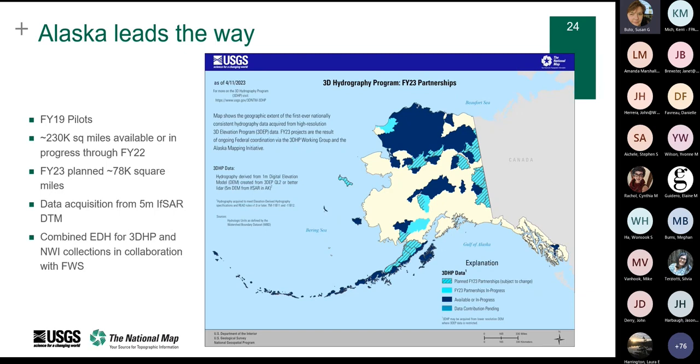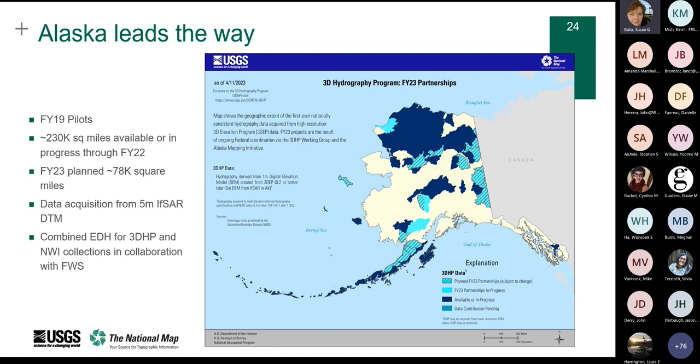And since then, we have collected over 230,000 square miles in Alaska that are either available, conflated into the NHD, or are in progress through the end of last year. And those are the dark blue areas that you see on this map. And in FY23, we have another about 78,000 square miles that are either planned or in progress. And those are the cyan colors. The cyan with the stripes means that it's planned. We've not awarded a contract, and the solid cyan means that those are in process. The contracts have been awarded.